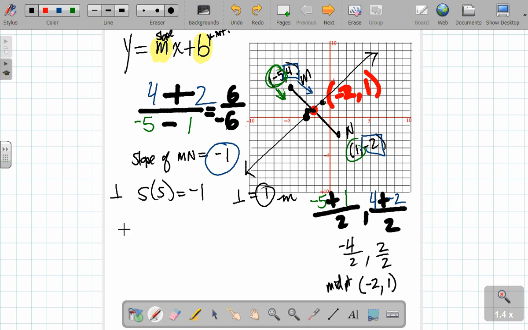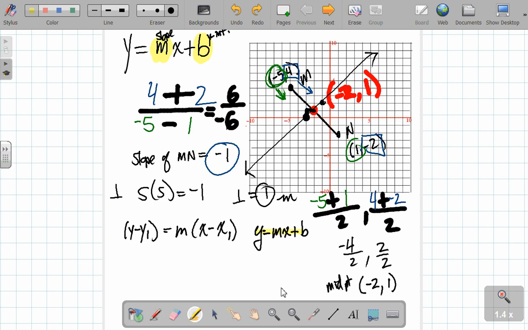From here, there are 2 equations you can use. The point-slope equation, y minus y1 equals slope times x minus x1, or we can use y equals mx plus b. Which one do you want to go with? You like that one? That's what we're familiar with?